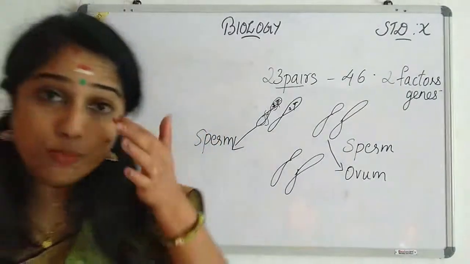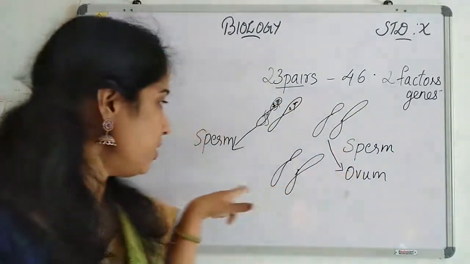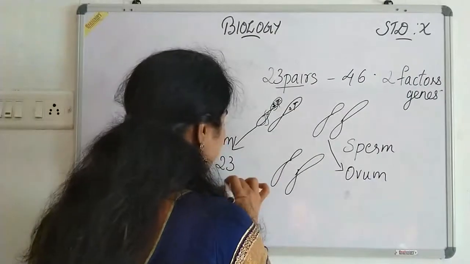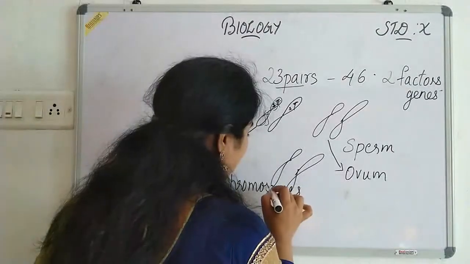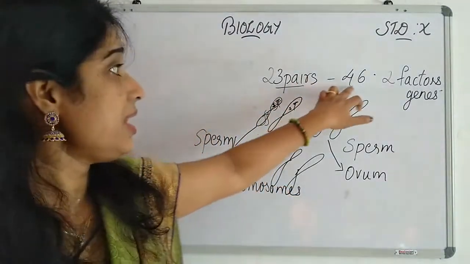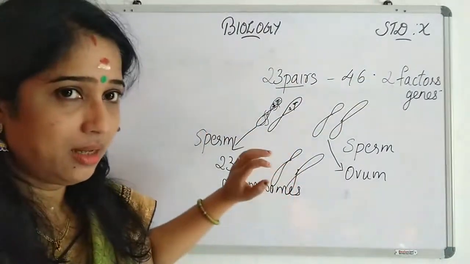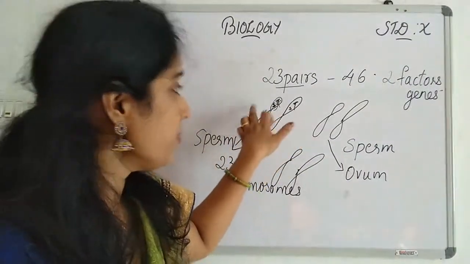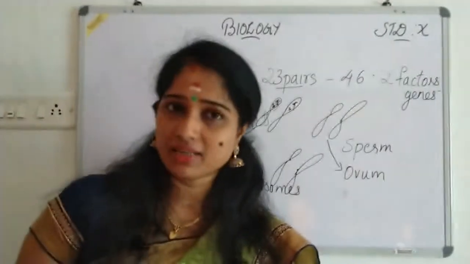The pairs will not move together. From this pair, only one will move towards the gamete. That is because of that they have only 23 chromosomes instead of what? 23 pairs that are seen in all the cells. Clear? Hope it is clear. Then we can move on to that. So these chromosomes are always seen in pairs. So every character is controlled by 2 genes or 2 factors.